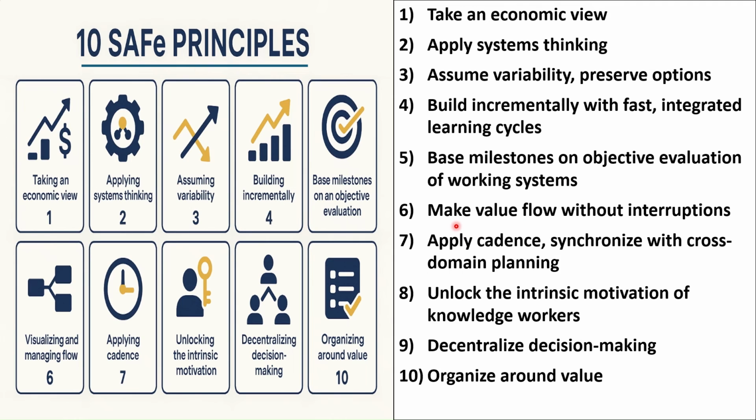Sixth principle is making value flow without interruptions. Seventh principle is apply cadence, synchronize with cross domain planning. Eighth principle is unlock the intrinsic motivation of knowledge workers. Ninth principle is about decentralizing decision making. And last one is organize around value. So now let's look at each of these principles and try to understand them.